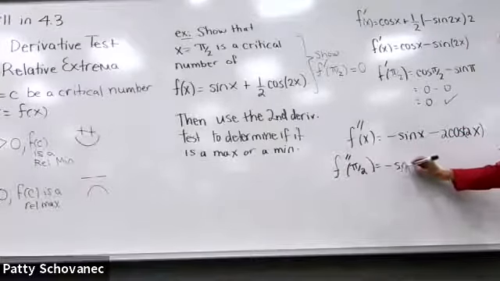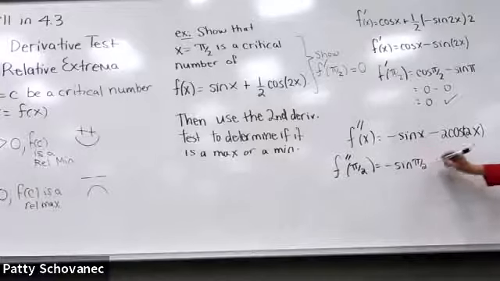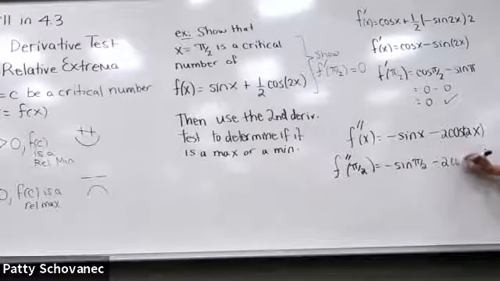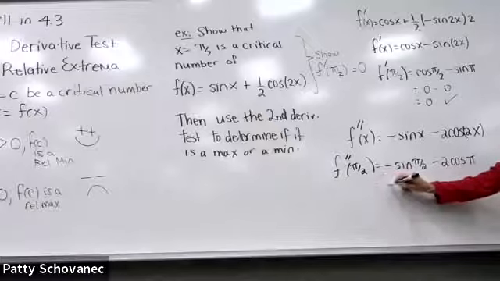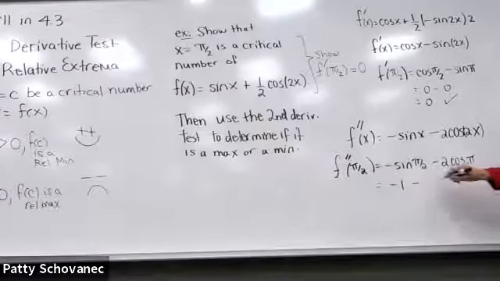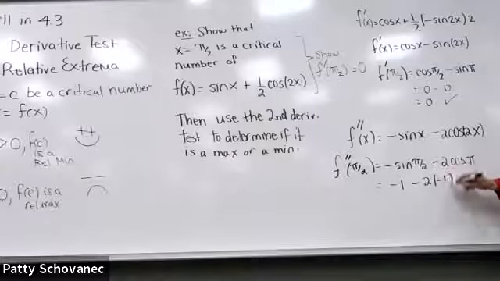Negative sine of pi halves minus 2 times the cosine of 2 times pi halves, which was pi. So here's the tricky part again. Well, if the cosine of pi halves is 0, what's the sine of pi halves? 1. So this becomes -1 right here. All right, cosine of pi is -1. So when I take these numbers and combine them, I get a +1.